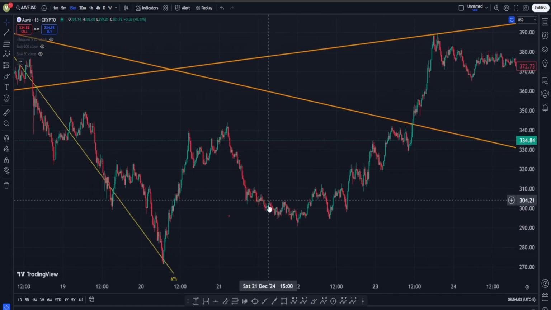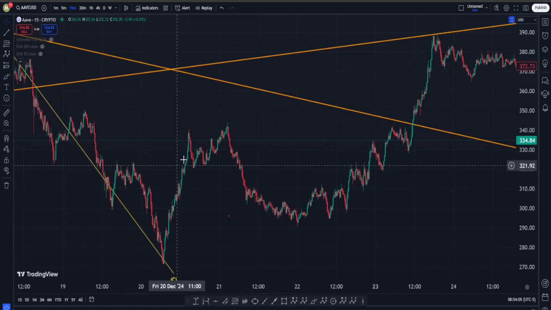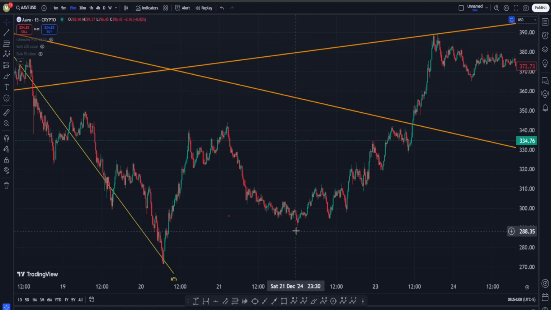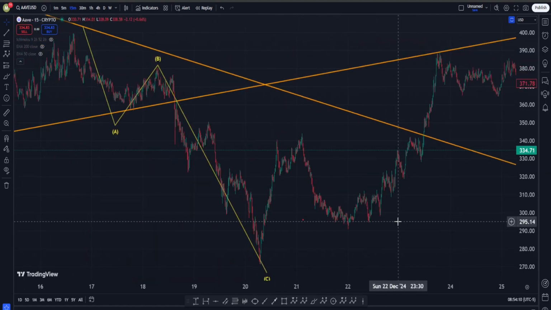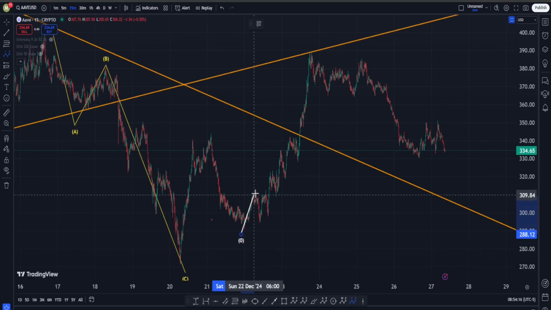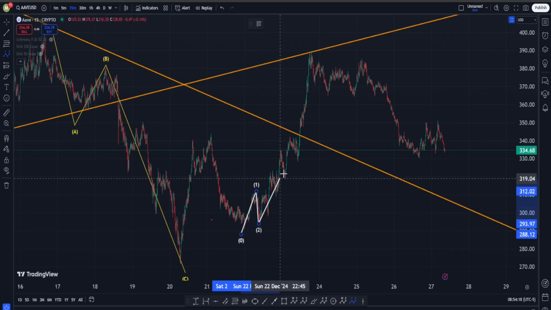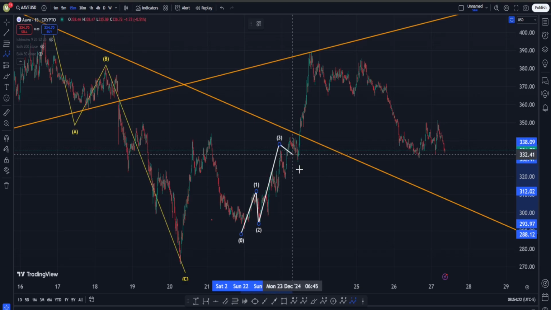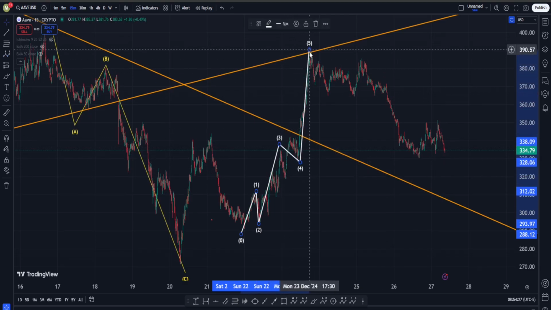Followed by that, we can definitely say this is an A, B, C structure to about here, or maybe a WXY, doesn't really matter, generally some sort of a correction. And also from this low, you can definitely say this is 1, this is 2, and to about here, yep, we can definitely say this is our wave 3, and this might be an ABC running flat into wave 4, another move up into wave 5.